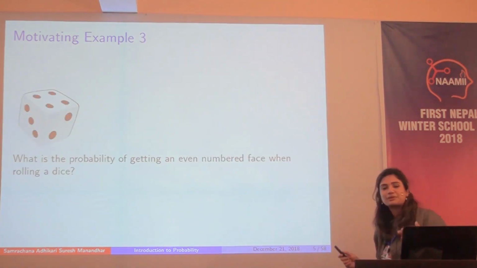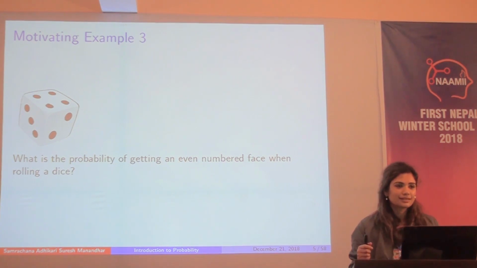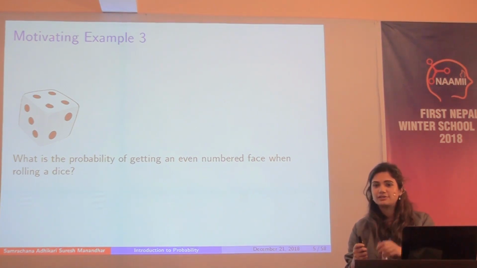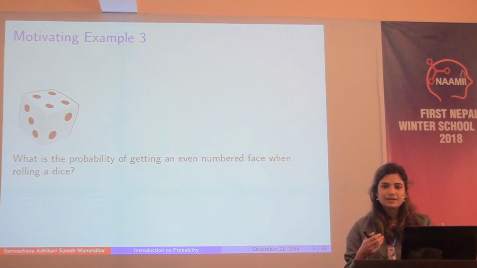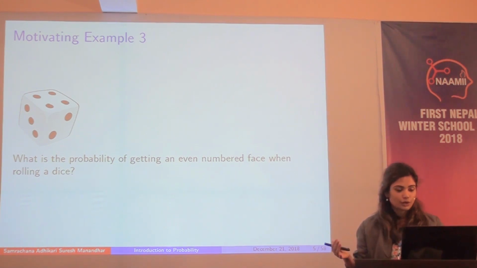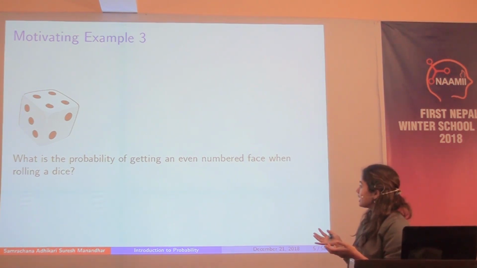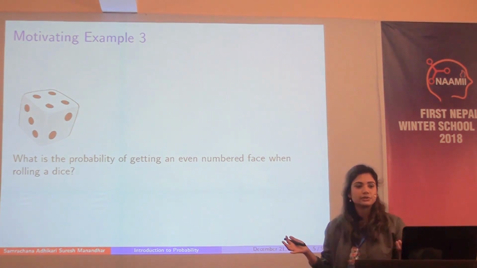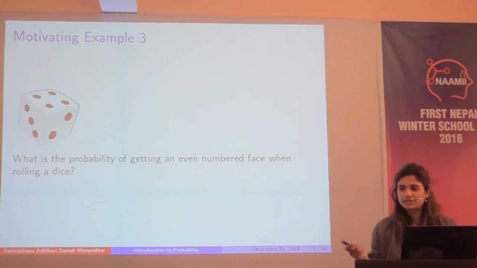We can ask similar questions if we were to roll a dice. When you roll a dice, you can get 1, 2, 3, up to 6. So when I roll a dice, what is the probability of getting an even-numbered face versus an odd-numbered face?